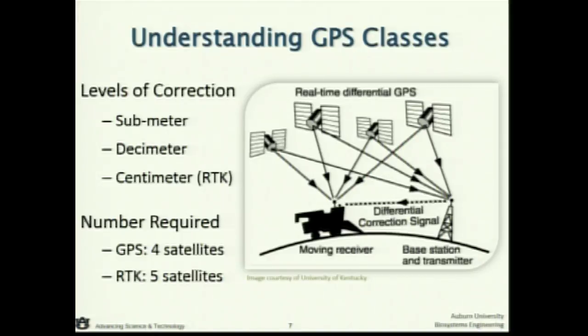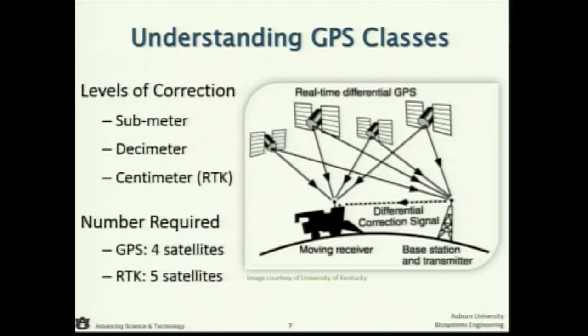When we jump to this concept of using RTK, you have to have five satellites at any point in time. So if I'm looking at four satellites, I'm down in a valley and I'm using GPS and trying to use RTK, I will tell you it will not get what we call a fixed location, so that centimeter level accuracy is not possible.